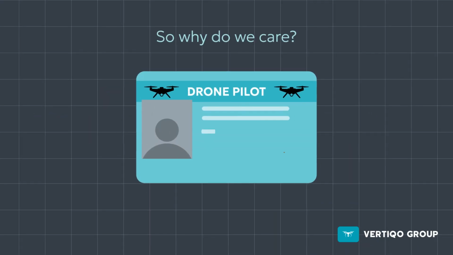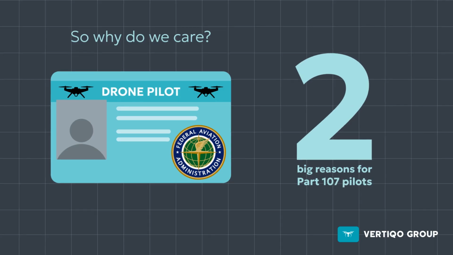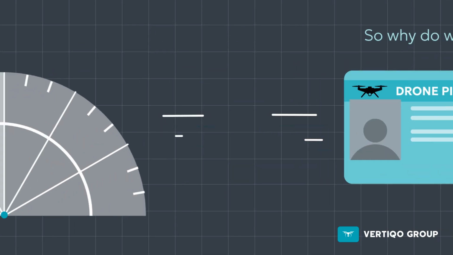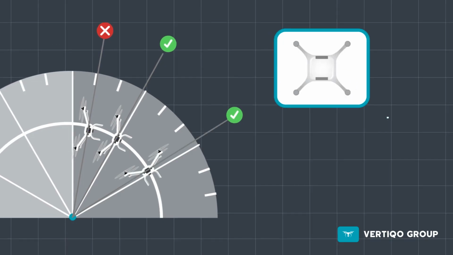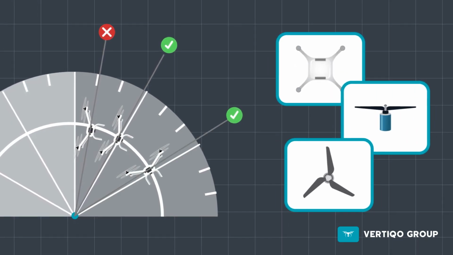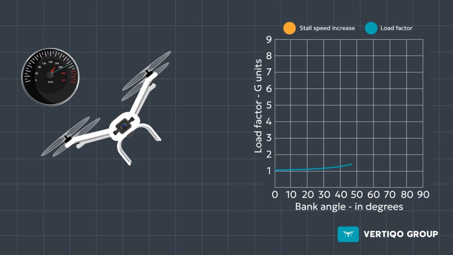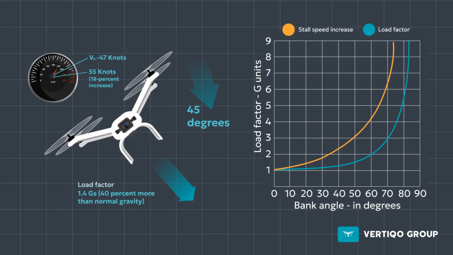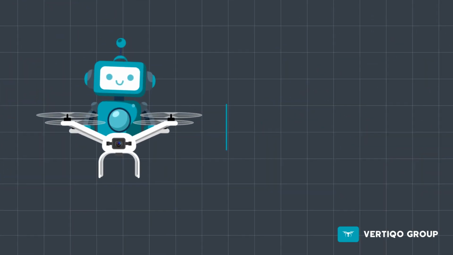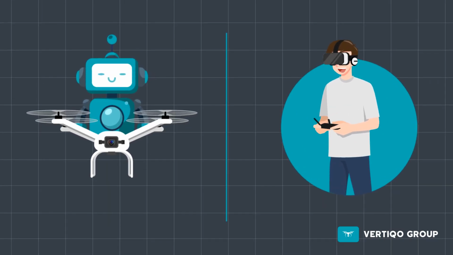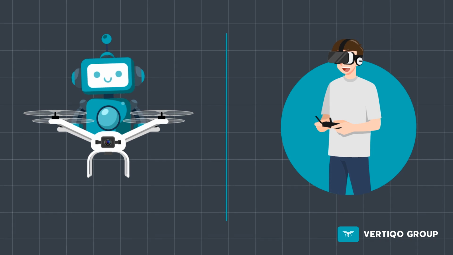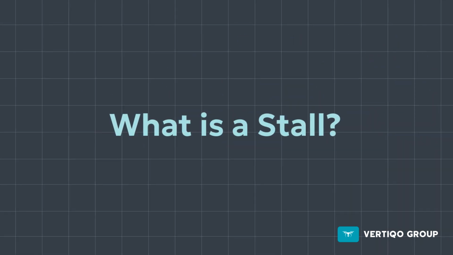So why do we care? Two big reasons for Part 107 pilots. Structural stress. Higher load factor puts more stress on the drone's frame, motors, and props. Stall risk. As load factor goes up, the stall speed goes up too. Even if your drone is small and mostly automated, as the remote pilot in command, you are responsible for understanding these limits.